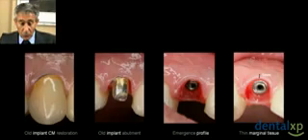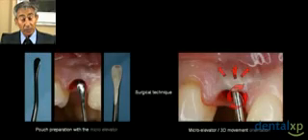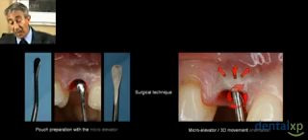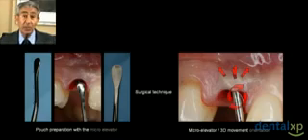So we decide here to remove the old restoration, to remove the old implant abutment in metal, combination of gold and titanium. And we can see that the emergence profile was very limited in height. We have less than 3 millimeter, and the thickness of the tissue is less than 1 millimeter, which, as we know, should be more than 2 millimeter to obtain an aesthetic result.